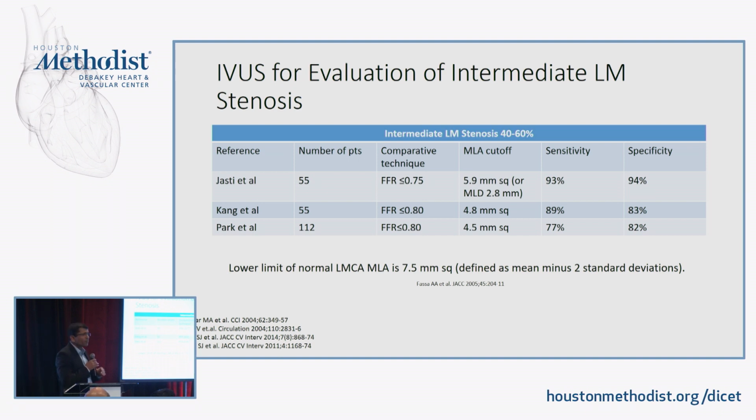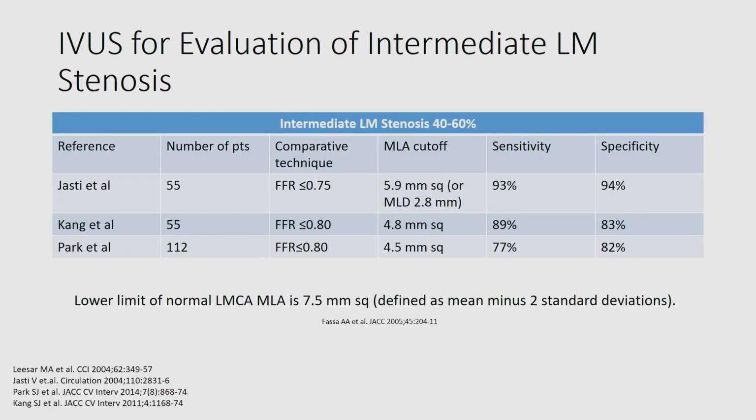So let's talk about the role of IVUS in identifying luminal stenosis or significance of coronary stenosis. There's a lot of data on left main and non-left main vessels. For left main vessels, there are three main studies that have looked at IVUS luminal area correlating with the FFR, where the significant range is considered between less than or equal to 0.80 to 0.75. So the study from North America, Dr. Jasti, suggested 5.9 was the cutoff for finding FFR less than 0.75 in the left main.